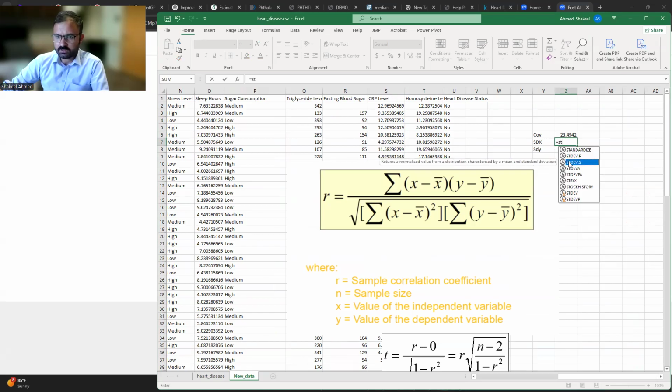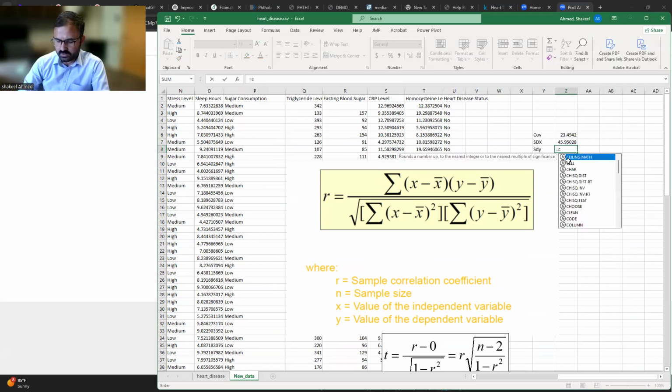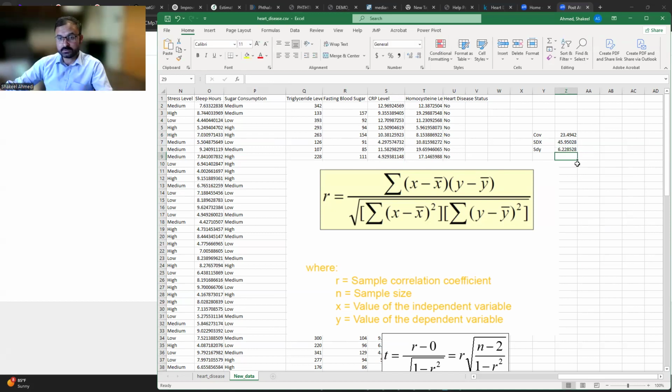You can find the standard deviation using the standard deviation command. Again, we need to select X, for example cholesterol, D2 to D101, and then the standard deviation of Y, that is BMI. So I just find standard deviation sample, I2 to I101. So these are the covariance, the standard deviation of X and the standard deviation of Y.